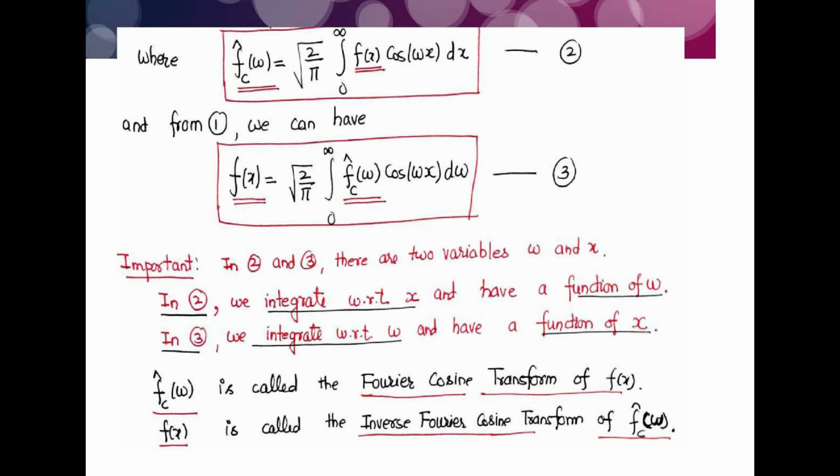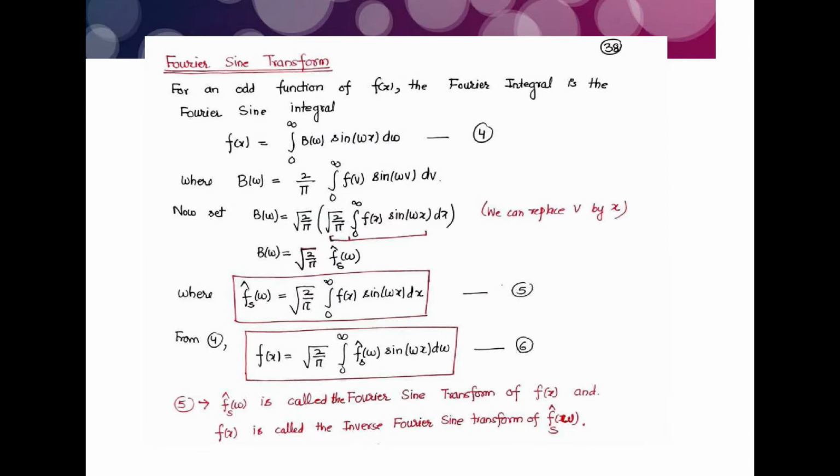For the Fourier cosine transform, you can also simply use capital F. So this f cap c is called the Fourier cosine transform of f of x, and f of x is called the inverse Fourier cosine transform of f cap c w. Now for a given odd function, we can find its Fourier sine integral. So we use this concept and we find the Fourier sine transform.